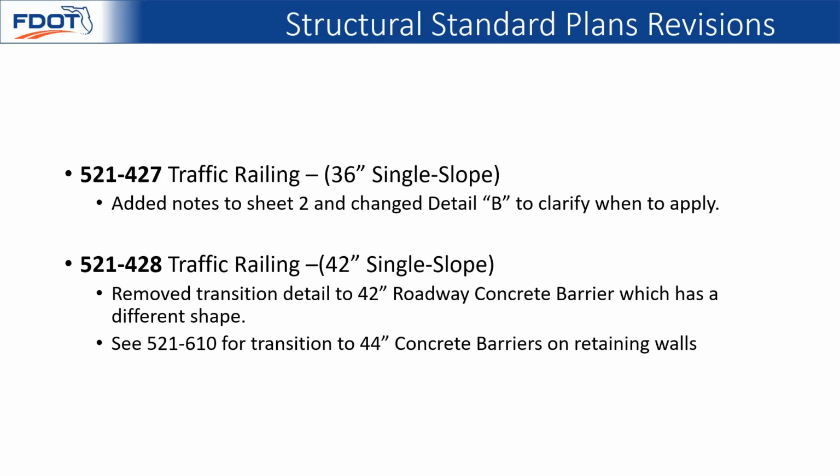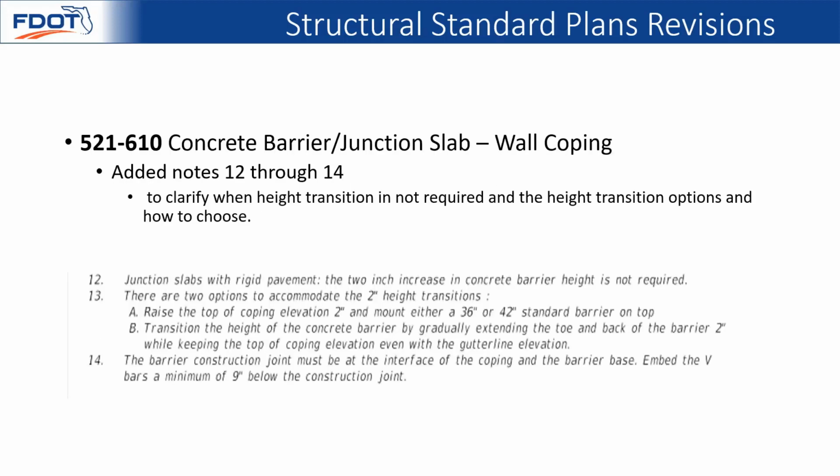The shapes are so drastically different and they rarely have to be connected. So we just left the transition to the 44-inch concrete barriers on index 521-610. That is when you're mostly going to make that 2-inch transition.